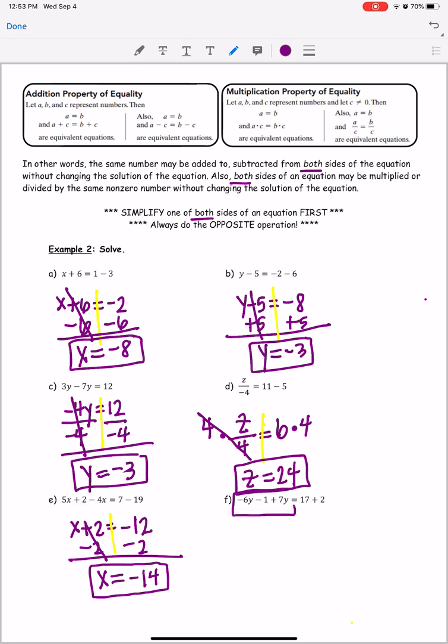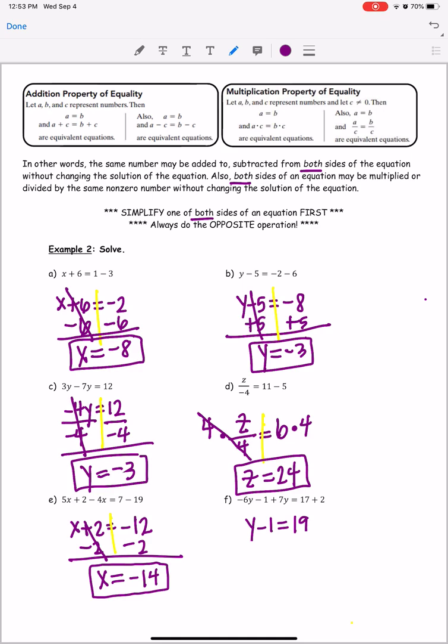What can I combine over here on the left side? We've got a y and a y, so negative 6 plus 7 gives me 1y again, or just y. So I have y, bring down your minus 1 equals. Then over here, 17 plus 2. We can combine that to get 19. So now get y by itself.